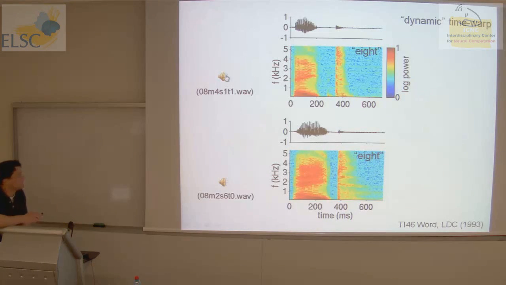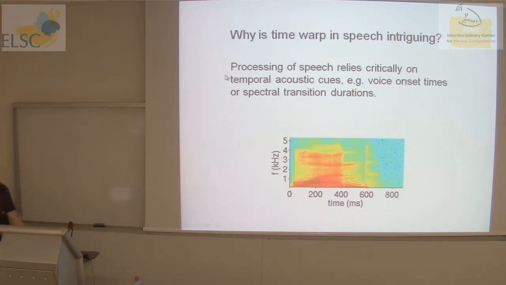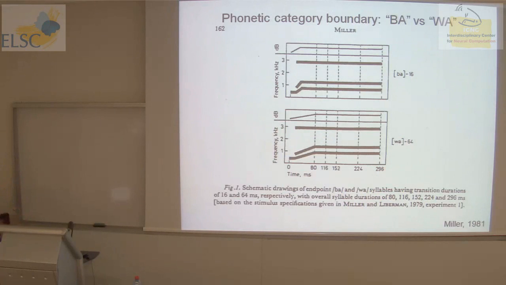Now, why is this a problem? The intriguing thing is that what we do when we actually process speech, or we're looking for temporal acoustic cues, things like voice onset times or transition durations, like this would be a transition duration. So our percepts rely on these temporal cues, but they're embedded in a temporal environment which is all the time modulated by scales which are an order of magnitude larger than the actual cues. This seems to be sort of a challenge.